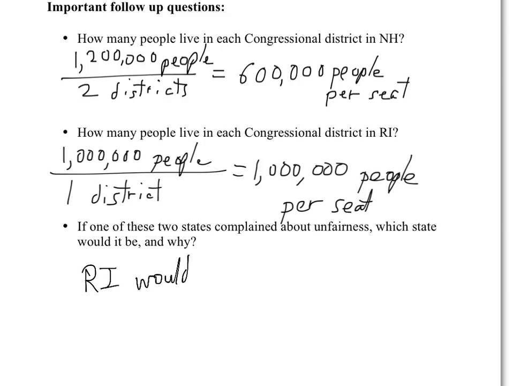Okay. So Rhode Island would complain that it has a more crowded congressional district. That's a way of thinking about it. Right? They have 1 million people all vying for the attention of 1 member of Congress, whereas in New Hampshire, you have less competition to get the attention of your representative. Right? There are only 600,000 people sharing 1 congressional representative. So the districts in New Hampshire are less crowded than the ones in Rhode Island. So arguably, each individual resident in Rhode Island has a little bit less of a share of a role in Congress than their friends in New Hampshire.